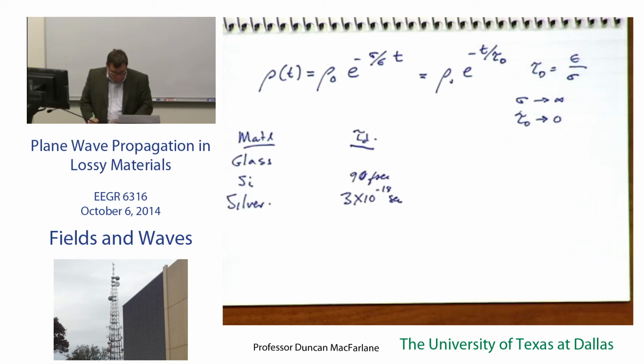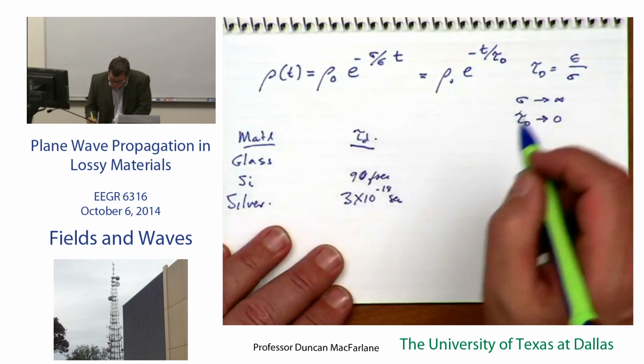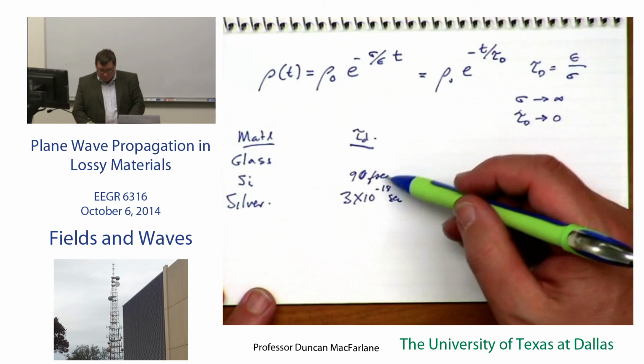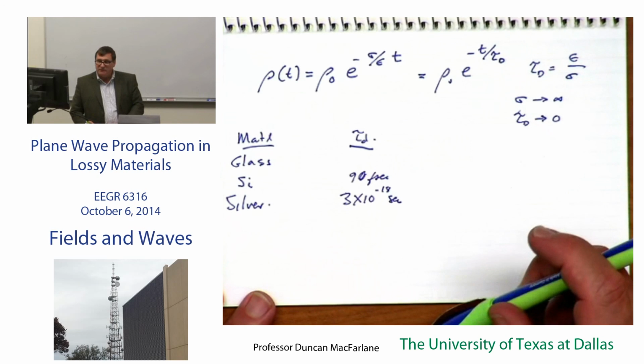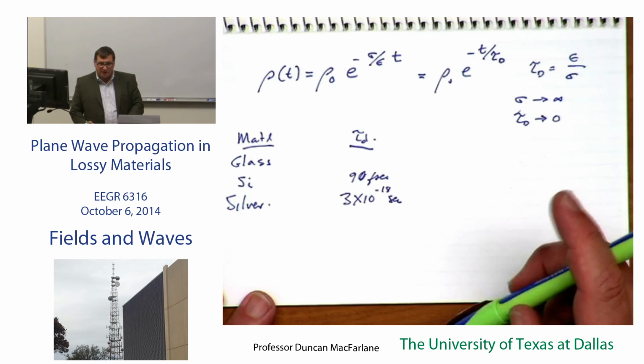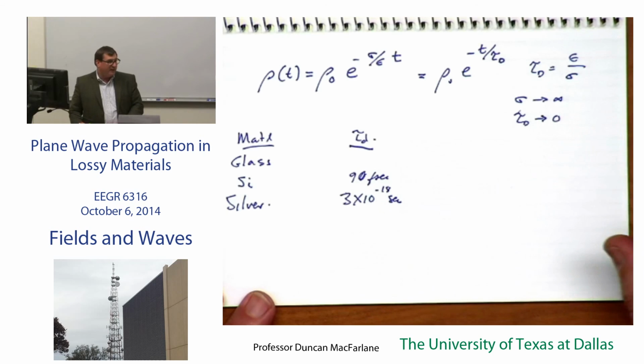And then the tau sub d. Oh, so just so you know, there's 4 orders of magnitude difference there, right? Femtoseconds, 10 to the minus 15, 10 to the minus 18. That's 4 orders of magnitude. That's just going from silicon to a metal. You get 4 orders of magnitude change.